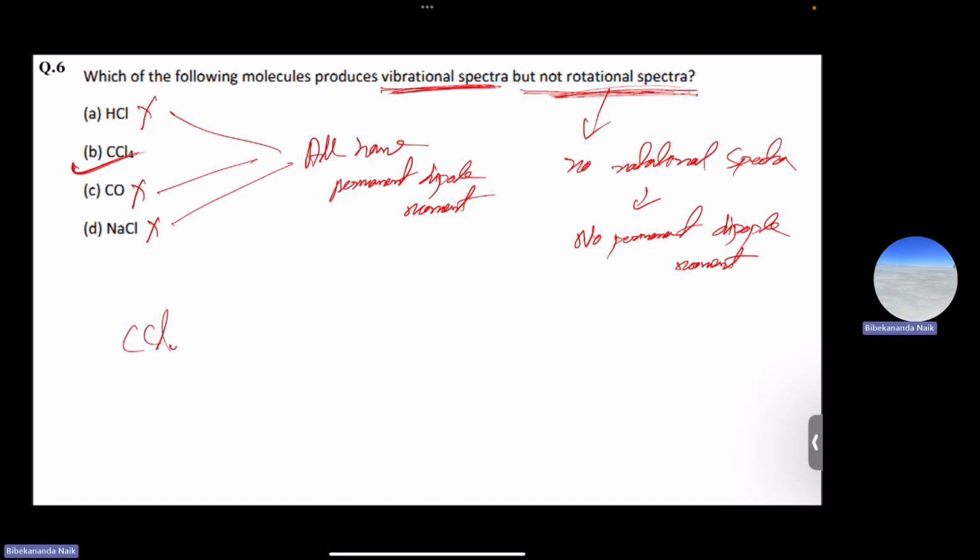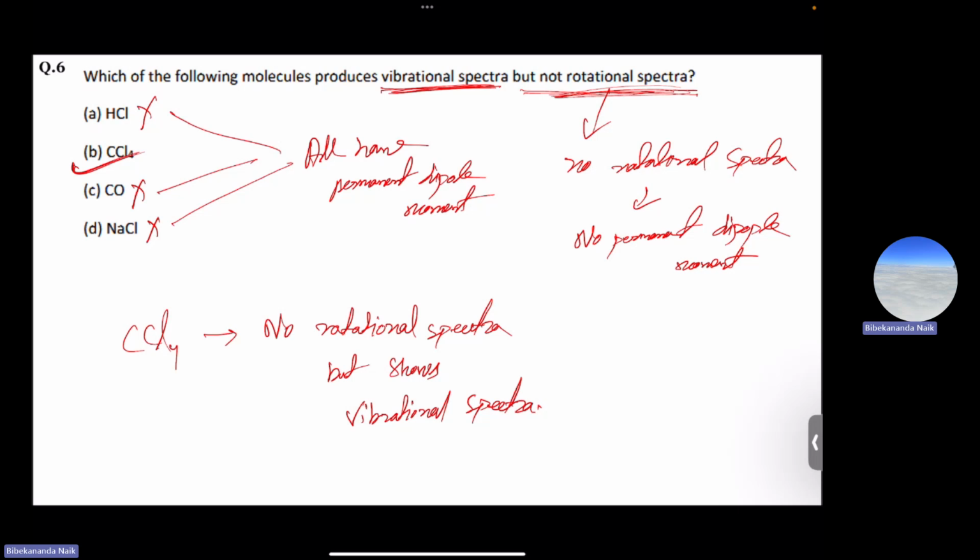So CCl4, no rotational spectra, but shows vibrational spectra.